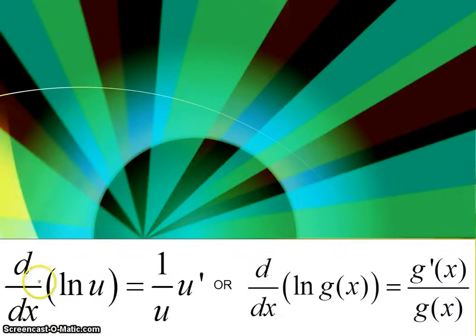This is just reminding us of that rule. Technically speaking, if you have the derivative with respect to x of ln of u, my answer is going to be 1 over u times u prime. Or in function notation, the same kind of idea here. G prime over g. They mean the same thing.